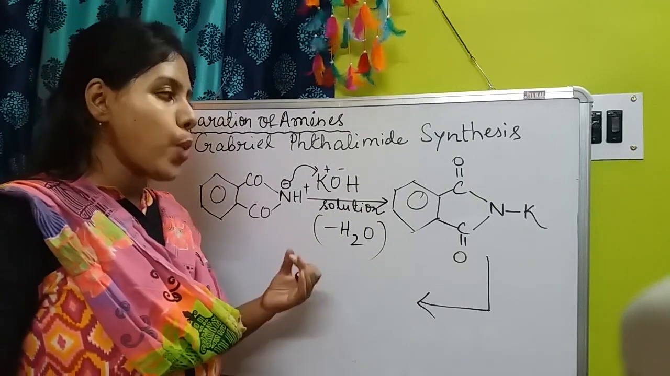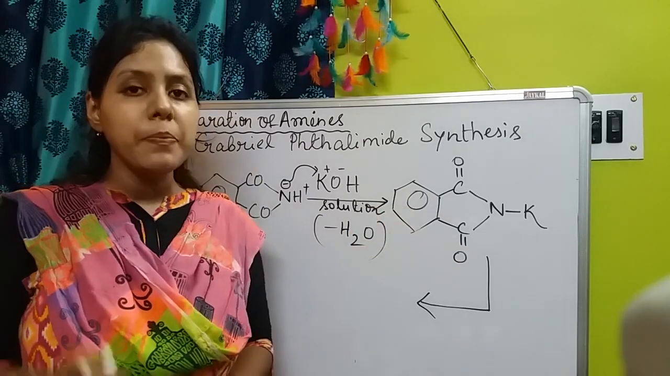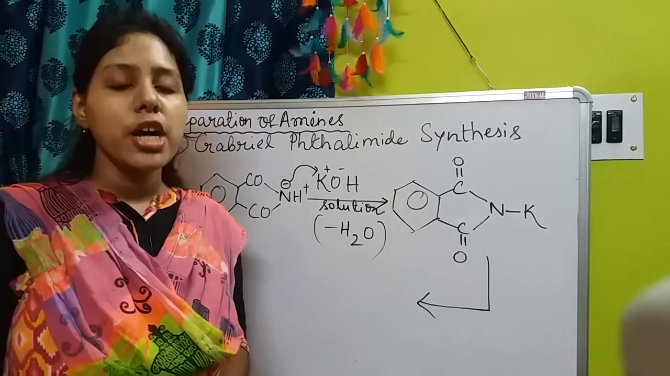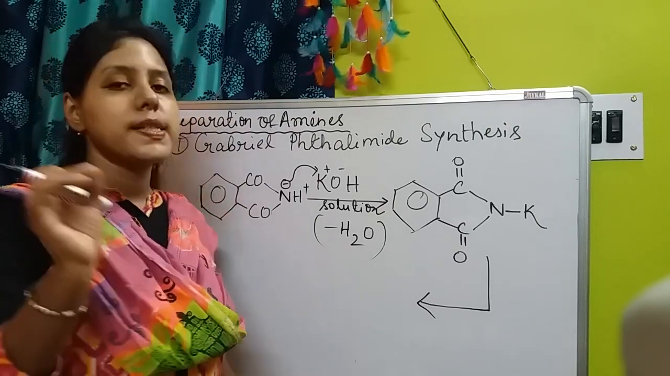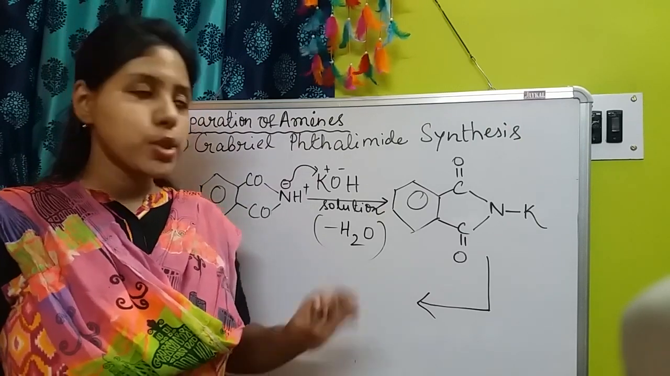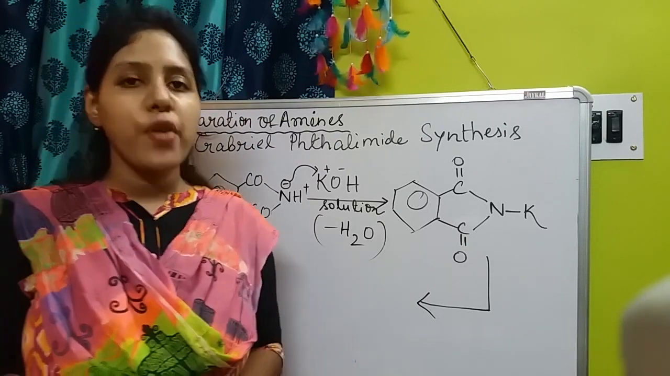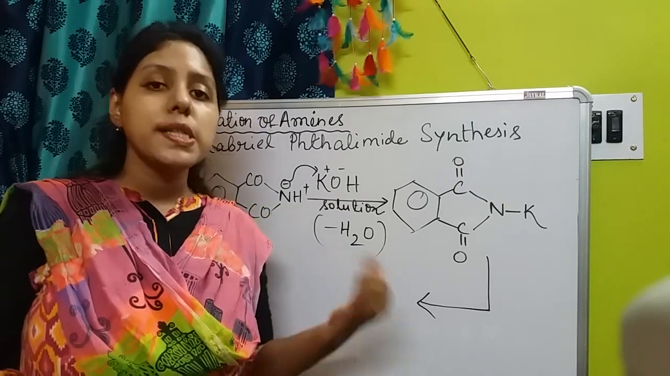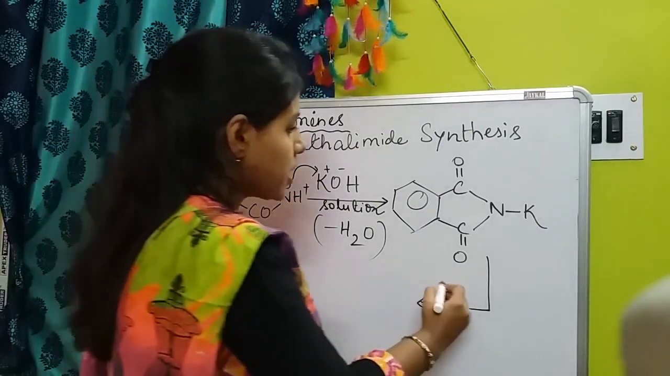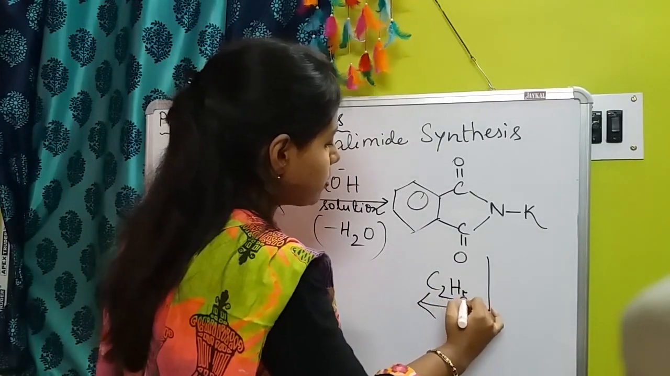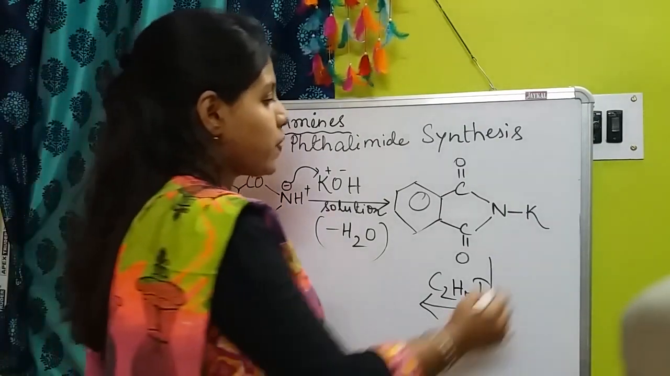So if you want to add an alkyl group here, then you have to take the iodide of the alkyl group. Suppose I want to add here C2H5 or CH3. Then you have to take C2H5I ethyl iodide, or CH3I methyl iodide, that you have to take. Okay, I am taking here C2H5I ethyl iodide.